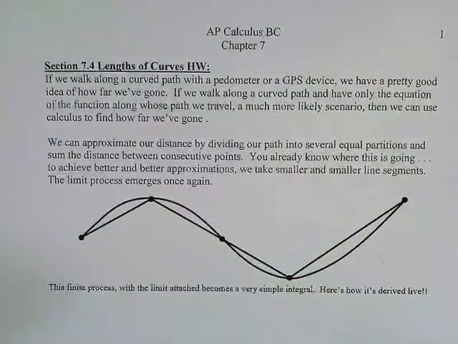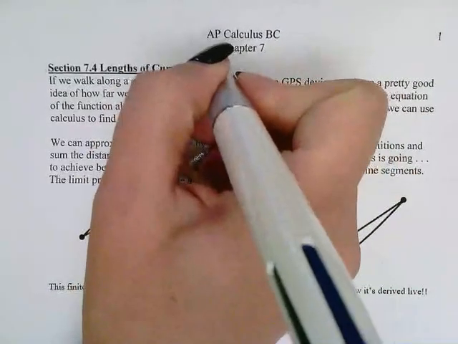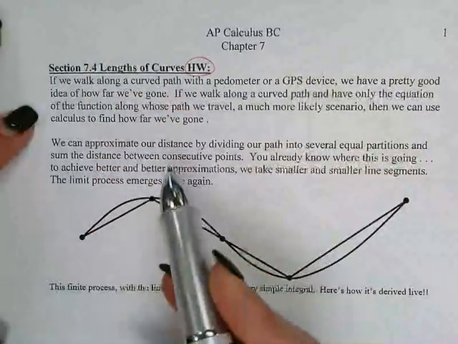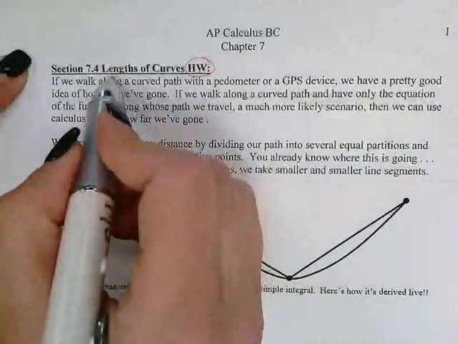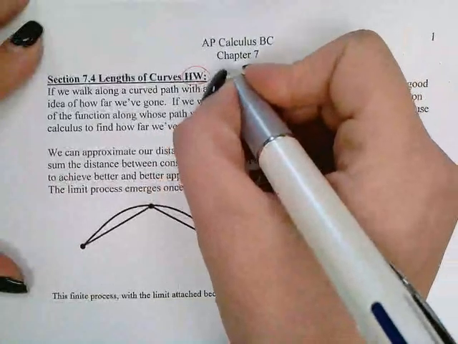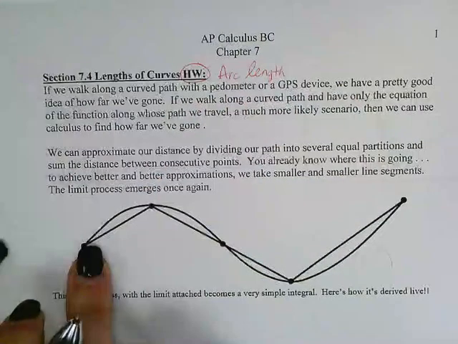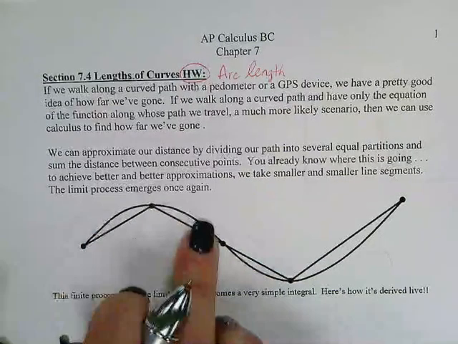Okay, so the next section is section 7.4, lengths of curves. The homework I will give you at the end of the section, probably not tonight. Alright, so think about it like this. Lengths of curves is also called the arc length because you are basically measuring the length of an arc.